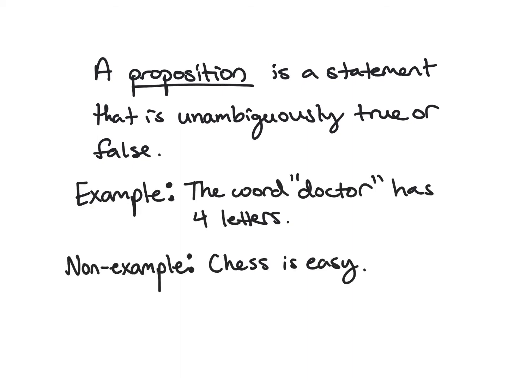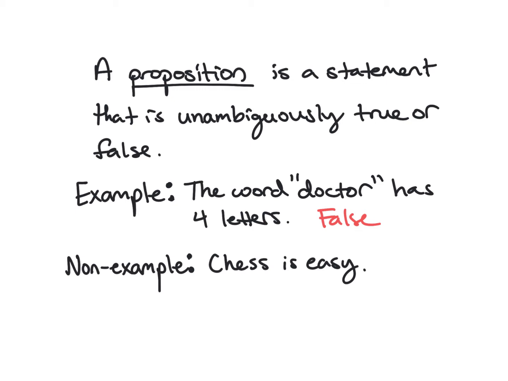So just to make sure we're all on the same page with what this means, let's look at an example and a non-example. So first, an example. The word doctor has 4 letters. So this is a proposition. It is a false proposition, of course, because doctor has 6 letters, but the fact that we can definitely assign it a value true or false means that it is a proposition.